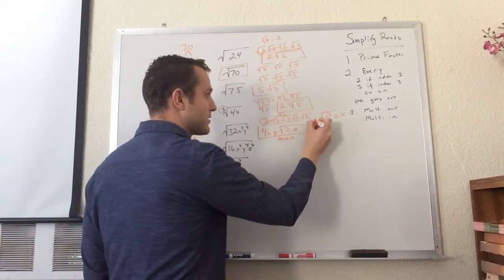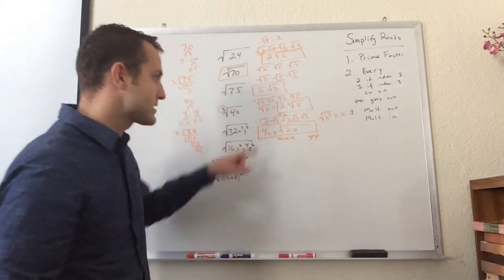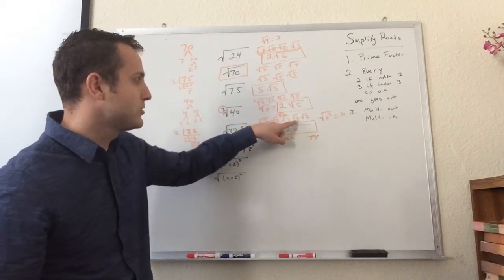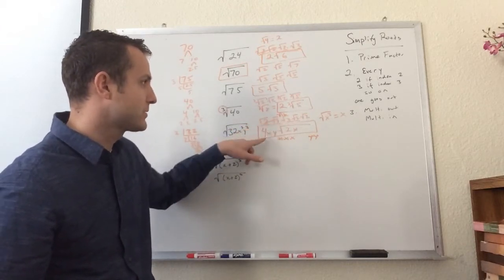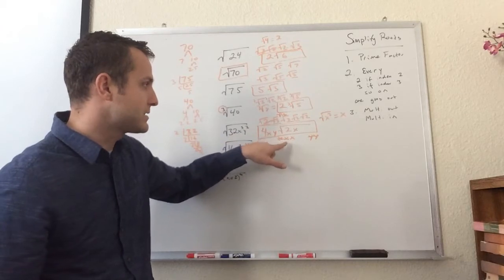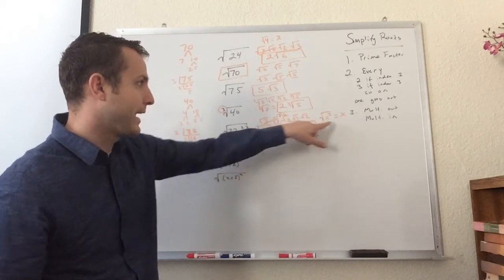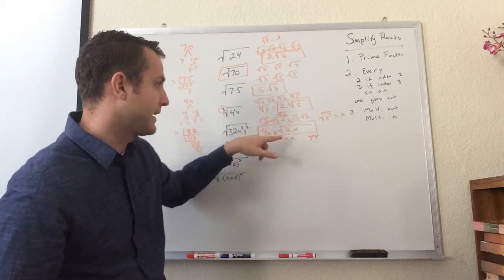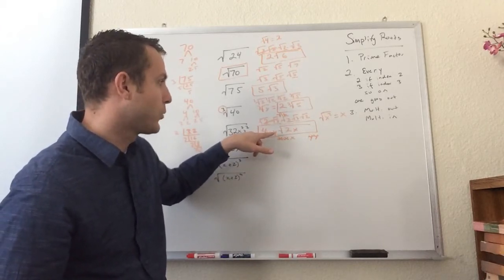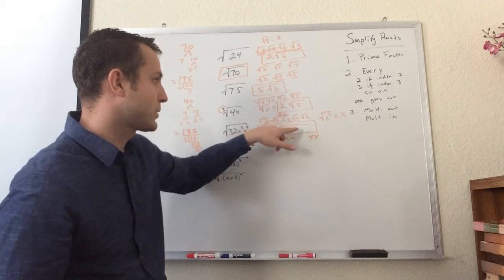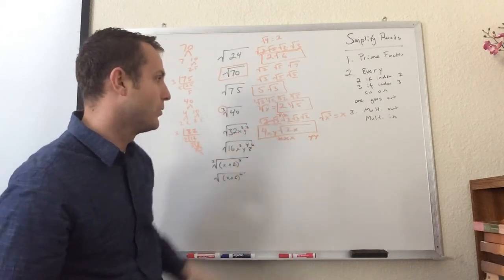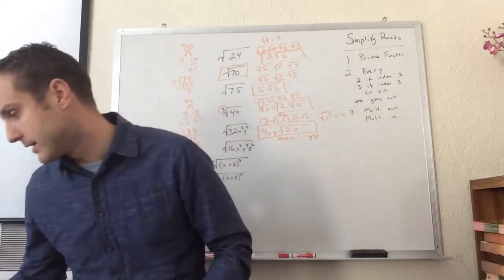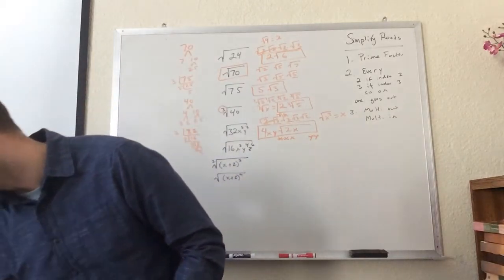So my answer is 4xy on the outside. I got the 4 because I had 2 pairs of 2, so 2 times 2 is 4. I had 3 x's, so 2 of those x's came out as 1x. And then I still had 1 left over inside. And then I have 1 y on the outside, because the square root of y squared is y, but I have no y's left over. So that is my answer, 4xy square root of x.